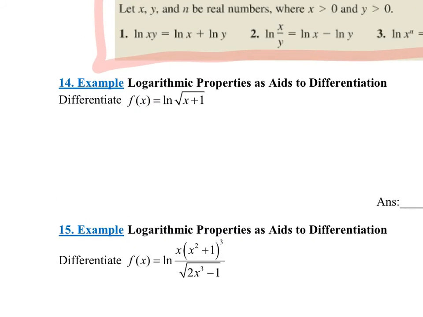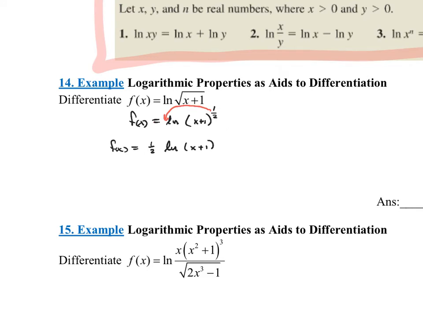It says differentiate f of x equals the natural log of the square root of x plus 1. So what I really want to do is look at this as f of x equals the natural log of x plus 1 raised to the 1/2 power. Well, again, because of that rule, we're able to move that exponent out in front. So this is really f of x equals 1/2 times the natural log of x plus 1.